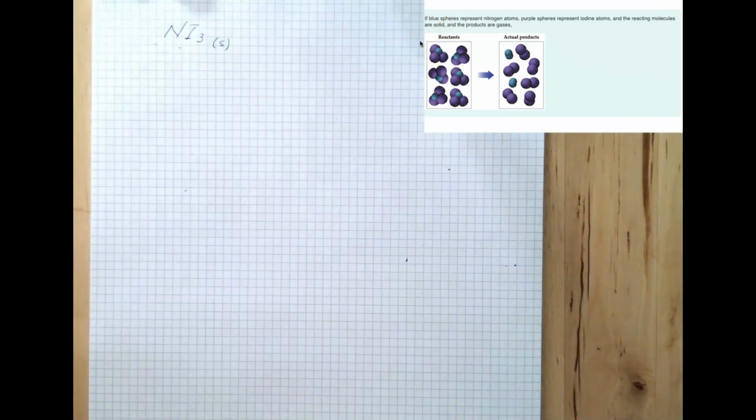And there's no second reactant. So this is a decomposition reaction. NI3 is going to decompose into 2 products.